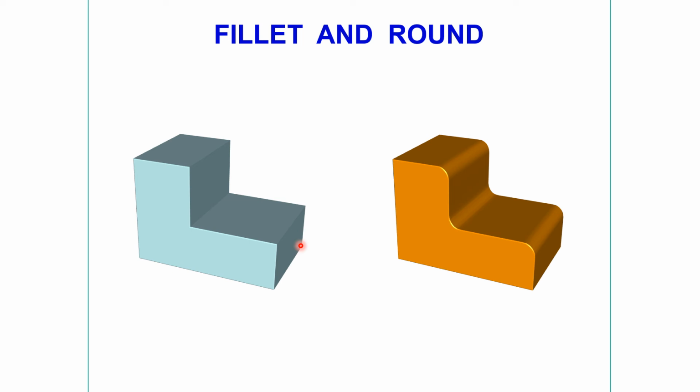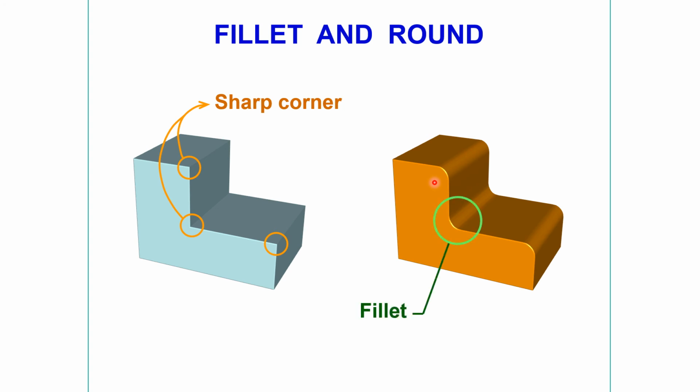Now fillet and round. When we join these two corners with a round shape, that is called fillet. That is called round, and the upper side, that is fillet. Here are sharp corners. At this side round, that is fillet, and the upper side, that is round. And in AutoCAD there are not two words, round and fillet. There is only one word, fillet, for round and for fillet. Okay, so that is the same.